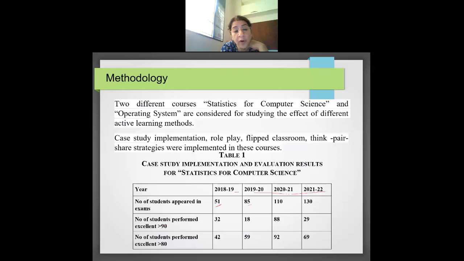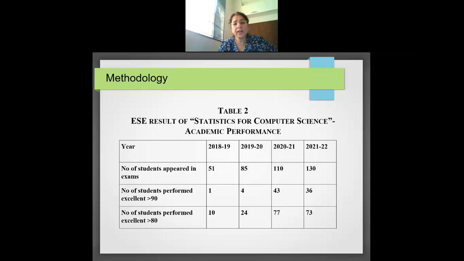The number of students who performed excellently, that is greater than 90%, these were the counts. Those who performed greater than 80%, these were the counts. So we just wanted to look at whether this case study implementation is effective, and whether it is helping in their overall evaluation also. So we measured this for one CO, and we measured this for all COs also. All COs in the sense program level, in the sense ESC results. So for ESC results we again did the same, 90%.